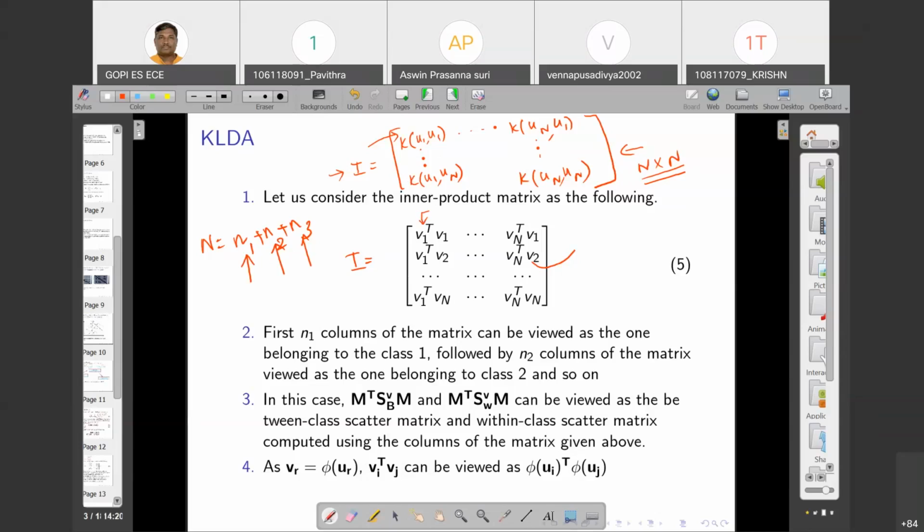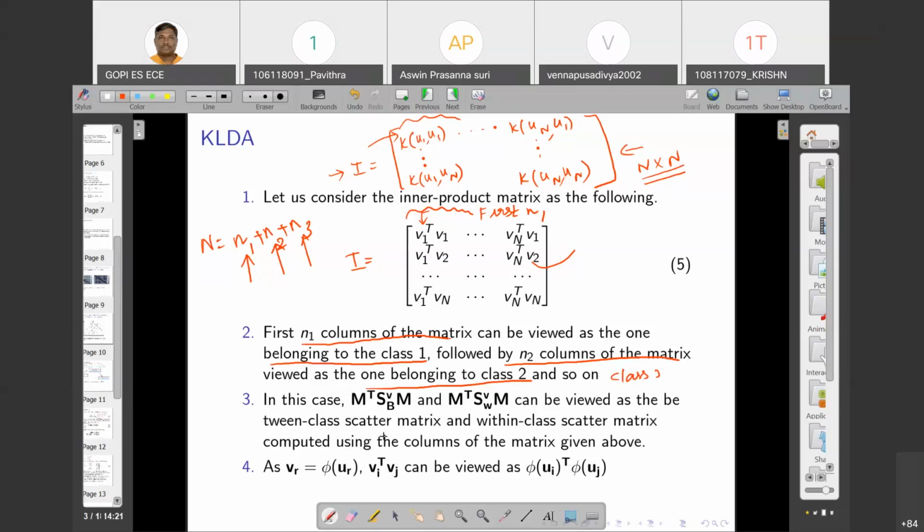the first n1 vectors, in this first n1 columns, as belonging to class 1. I have written here: the first n1 columns of the matrix can be viewed as belonging to class 1, followed by n2 columns belonging to class 2, and so on. Suppose I have only 3 classes, the next n3 columns you treat as class 3.